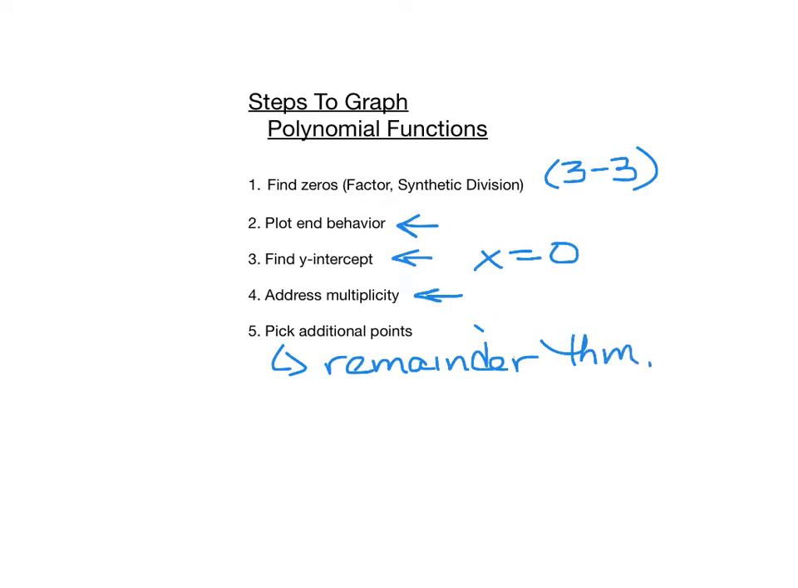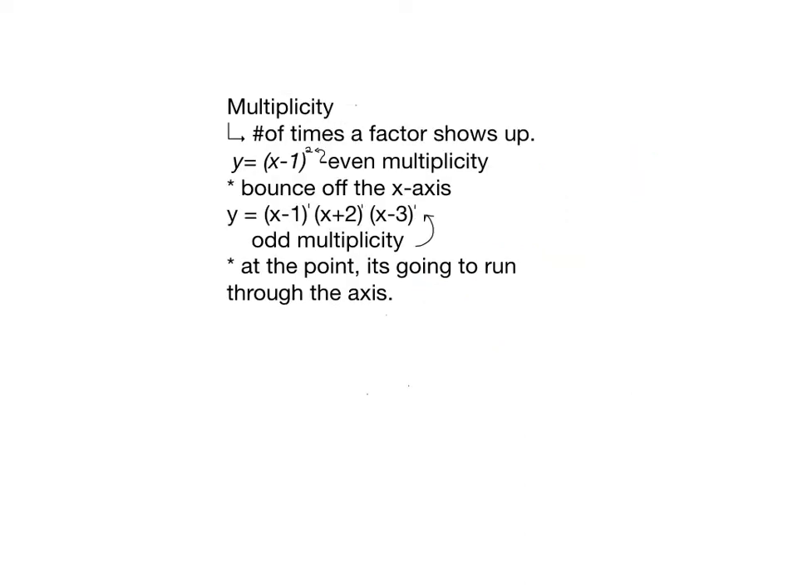Now, you could plug in your values of x into your original polynomial. However, that may take a lot longer than if you were to use the remainder theorem. So for multiplicity, what we're doing here is checking to see how many times a factor shows up. And what we'll be looking at is the exponent.